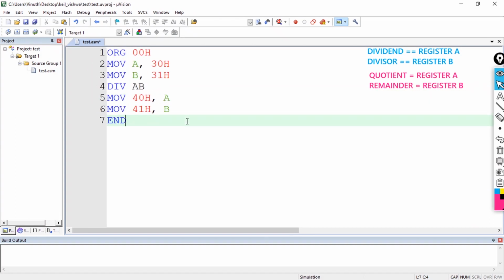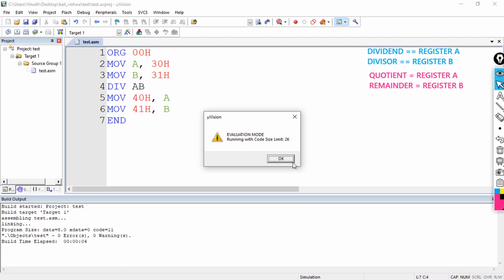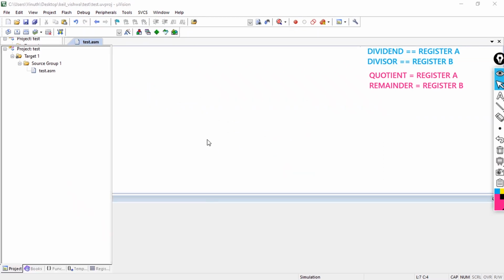So let us open our Keil MicroVision. So let me build it. For build we'll be using F7. So you can observe it is building the target. Okay, so 0 errors and 0 warnings. So let us go to debug mode. So Ctrl F5. So here we can observe.